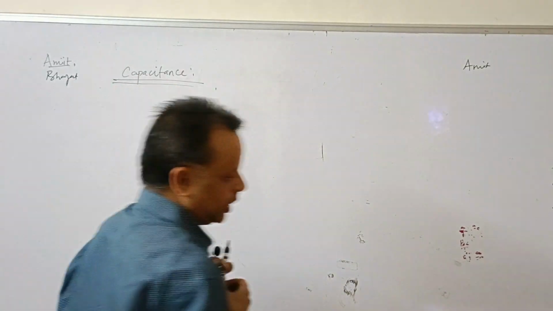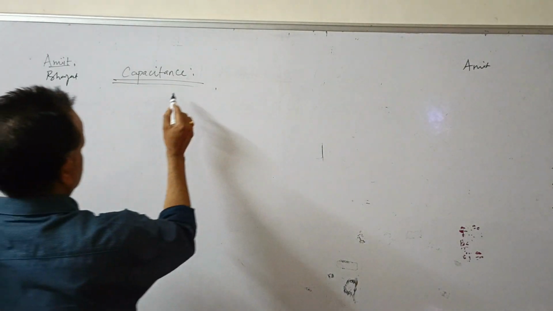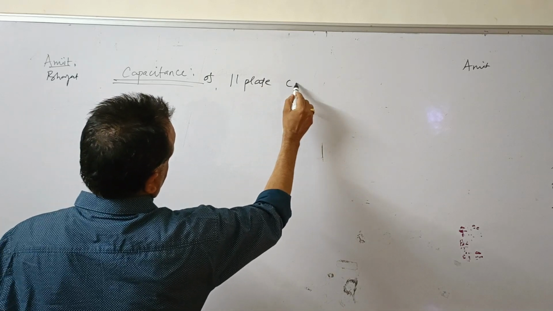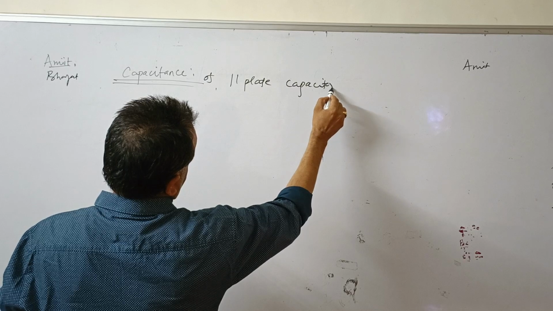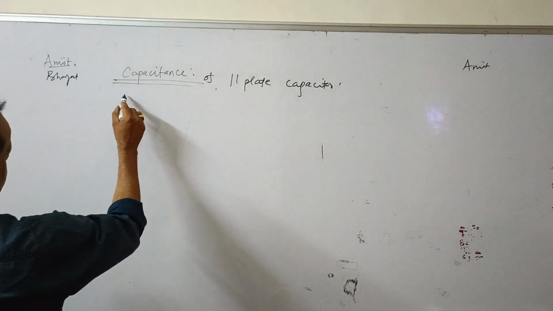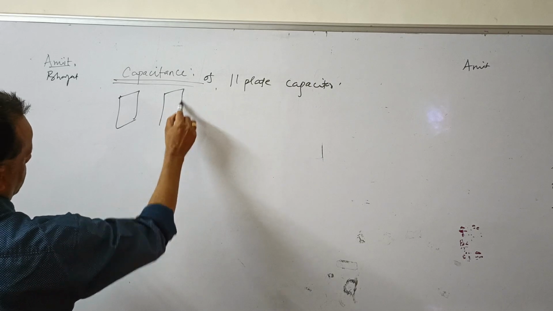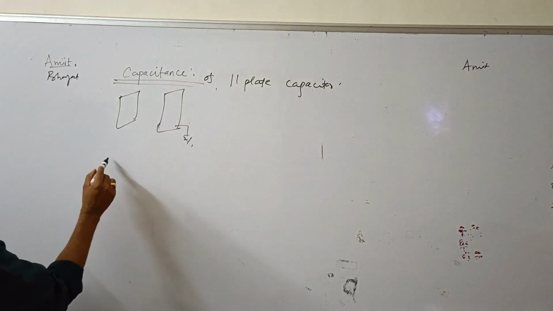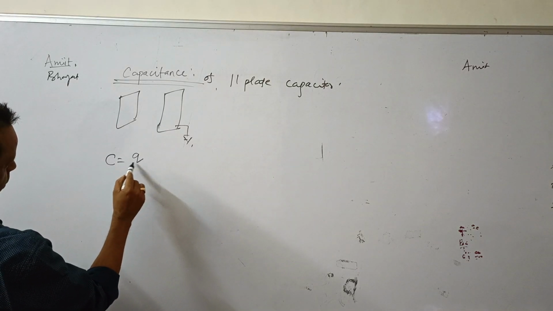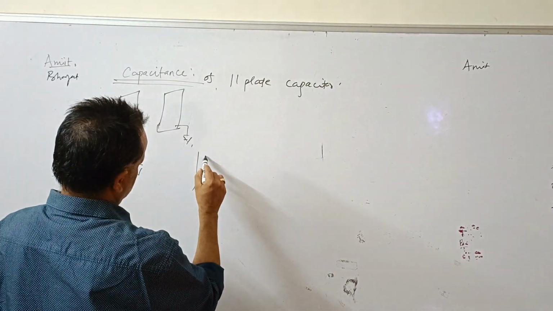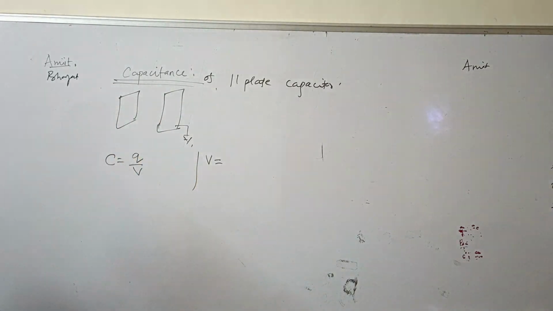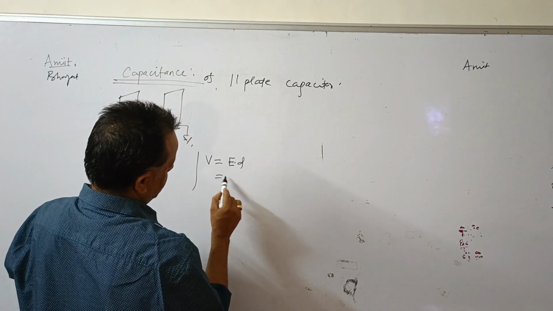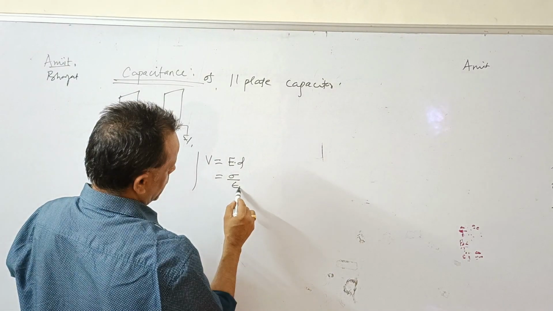Next we will calculate the capacitance of a parallel plate capacitor. Let us suppose this is the plate we have. C is equivalent to Q by V. What is the potential between these plates? Potential is basically electric field into d. The electric field in a parallel plate capacitor is sigma upon epsilon naught.